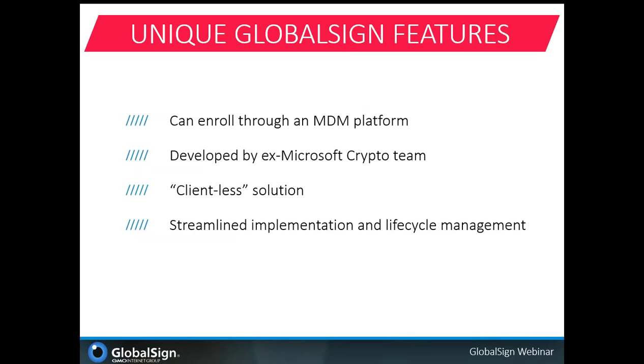Unique GlobalSign features include an MDM connector to handle your mobile device needs. These certificates can be issued for email encryption and signing, email authentication, VPN, and Wi-Fi authentication. By connecting your MDM platform to AEG, you centralize your certificate activity across all devices. AEG was also developed by an ex-Microsoft crypto team, and this is the same team that was involved with developing the .NET infrastructure that AEG is currently built on.